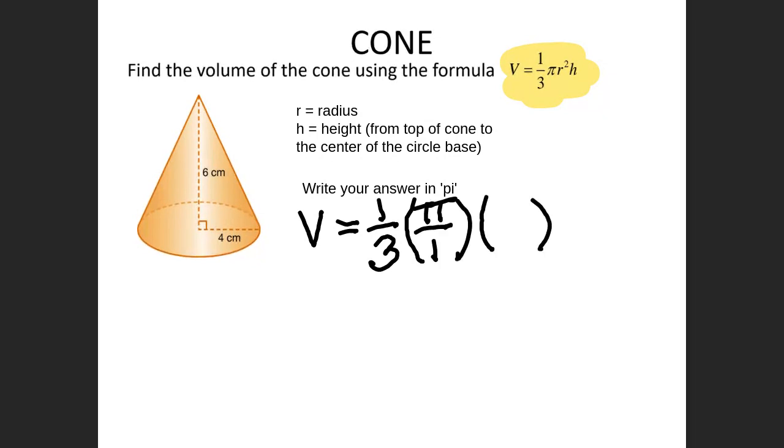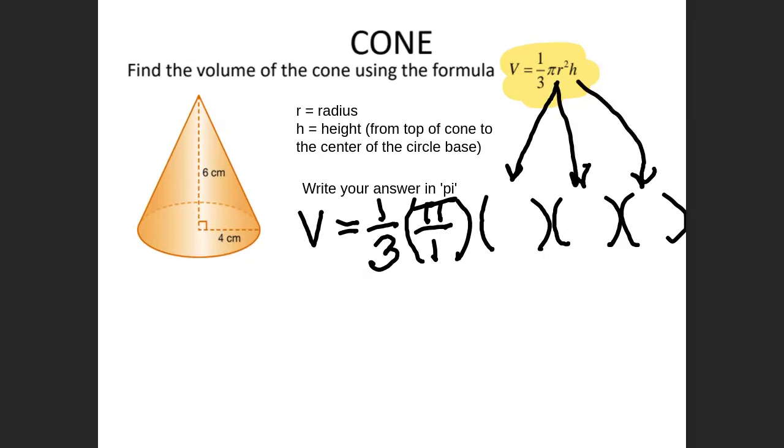And then we have 2 R's and 2 H's. This is an R, this is an R, and that's my H. My radius is 4 over 1, 4 over 1, and 6 over 1. When they want you to write your answer in pi, you are getting a fraction.